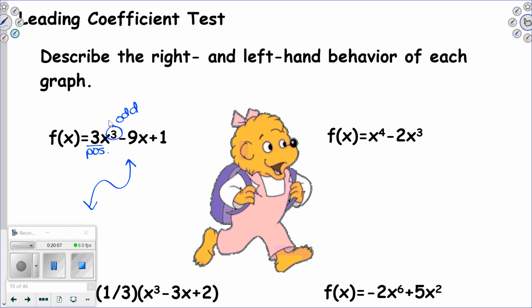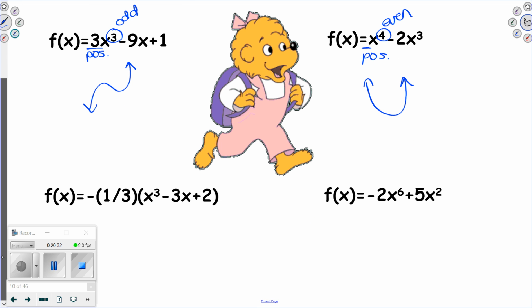X to the fourth minus 2x cubed. That exponent is even. So you're not an odd smile. You're even, you're normal. And this is positive. So are you happy or are you sad? I'm happy. That one's a smiley face, right? Both my ends are pointing up. Again, in between those ends, that graph could be doing some different things, and we'll talk about what it could possibly be doing in a minute. All right, the next one.